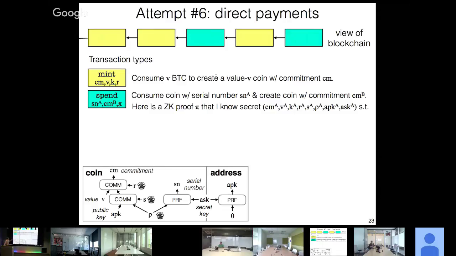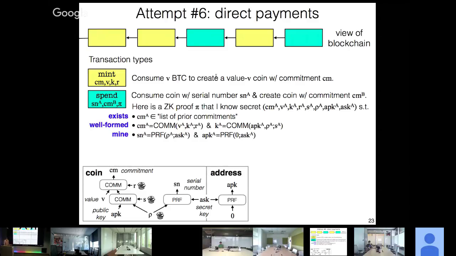Here's the zero-knowledge proof that I know a bunch of secret information for the first coin, which means the coin commitment for the first coin, the value, the address, all the secret information, whatever. Just all the secret information for the first coin. And it's well formed. This is the same thing as before. I'm just saying, it was created at some point. It's well formed. I know the secret key. The public key is well formed. Okay, I didn't change anything here.